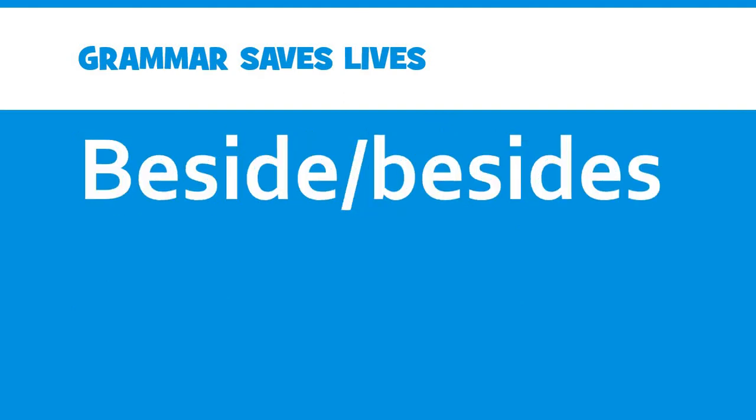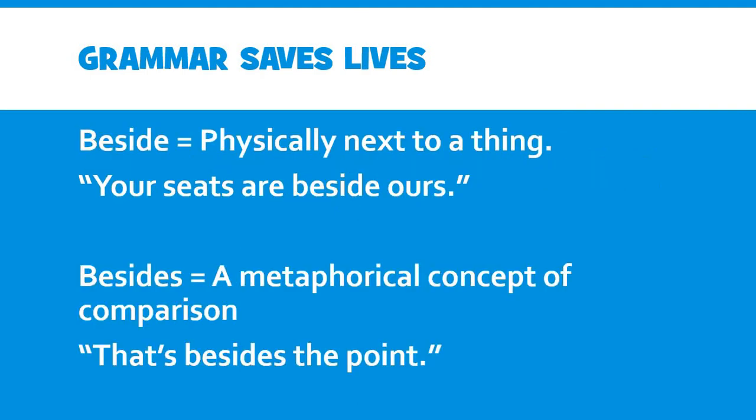The difference between beside and besides. This is an actual word usage difference. Beside means you're physically next to something. For example, your seats are beside ours. Now, besides with an S is a metaphorical concept of comparison. So if I say, that's besides the point, that would be besides with an S.